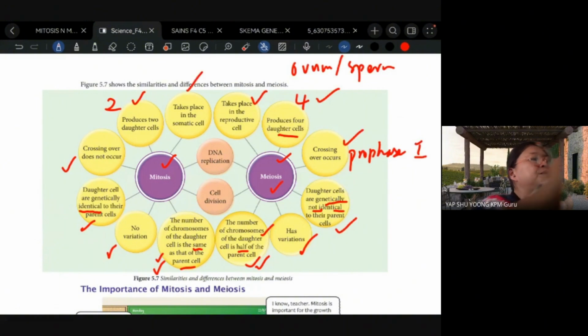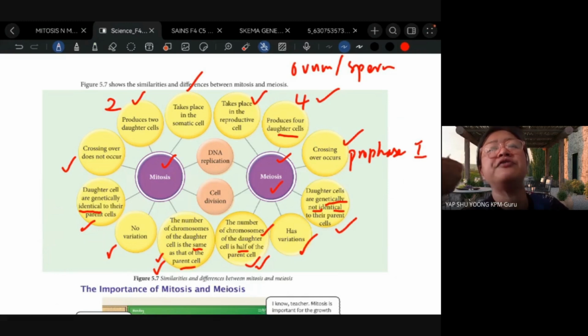Mitosis takes place in the somatic cell. What is meant by somatic cell? All the cells in your body we call somatic cells, except the gametes, the female gamete and the male gamete, except the sperm and the ovum.